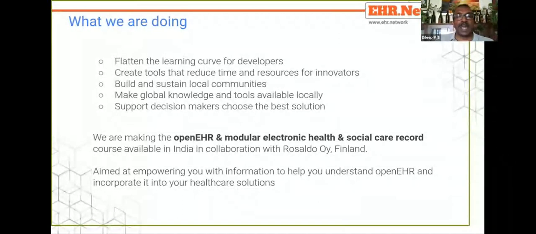We are also trying to make the global knowledge and tools available locally. This will help support decision makers in choosing the best solution. We're not saying which is the best solution, but we are ready to share the learnings that we have over the past 4.5 years, and we feel openEHR is an integral part of any modern healthcare system that we're planning to build.